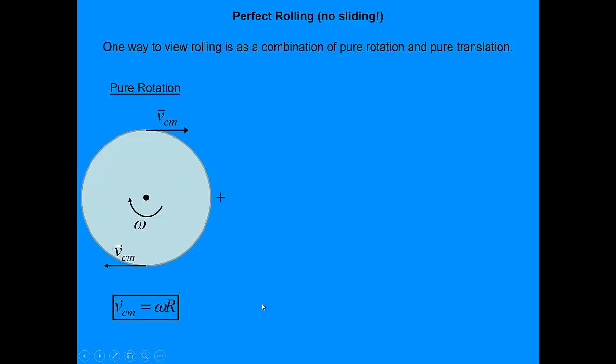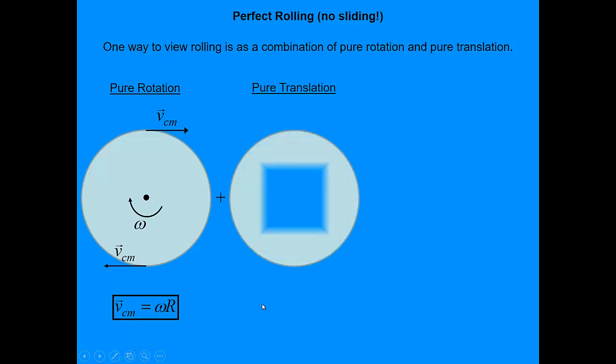Now, if we add to that the pure translation, the linear motion of it, when we look at something and we just say, oh, it's moving linearly, which we did all last year, right? We just deal with and say that the entire object is moving with the same speed.